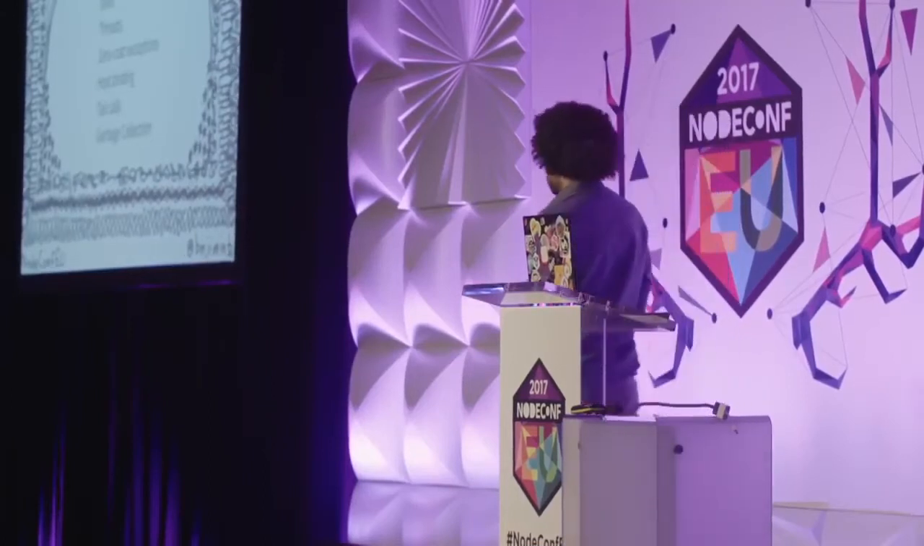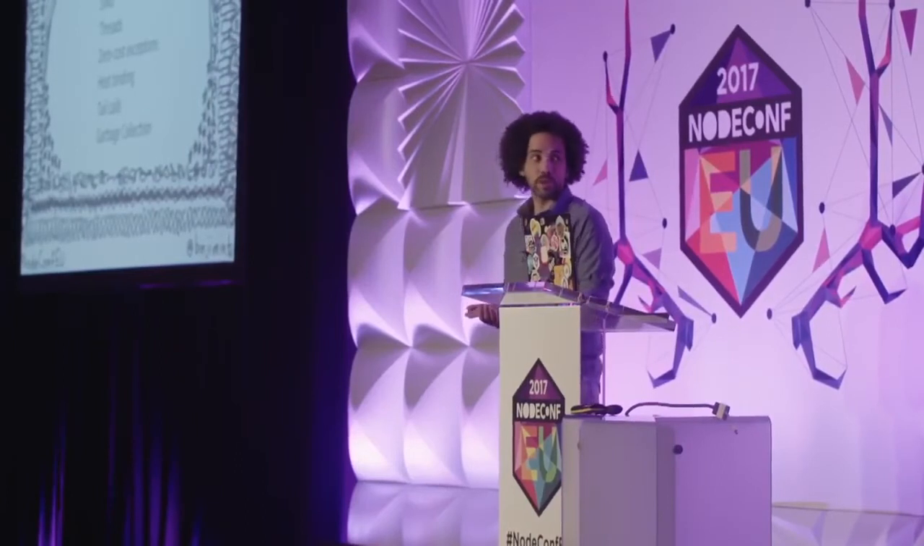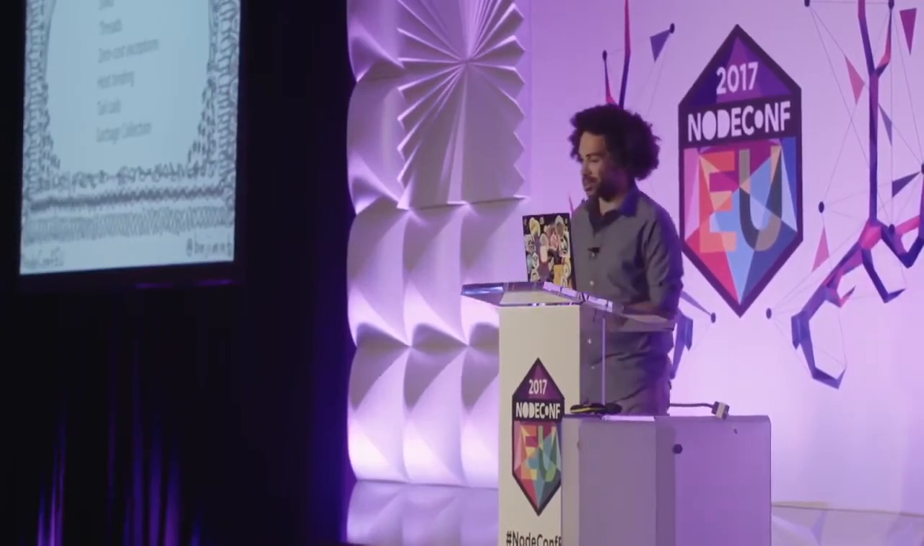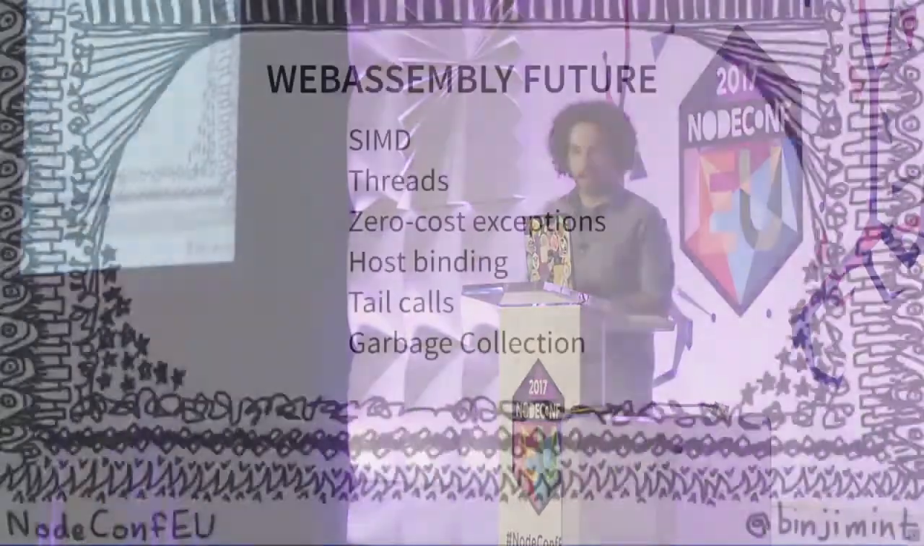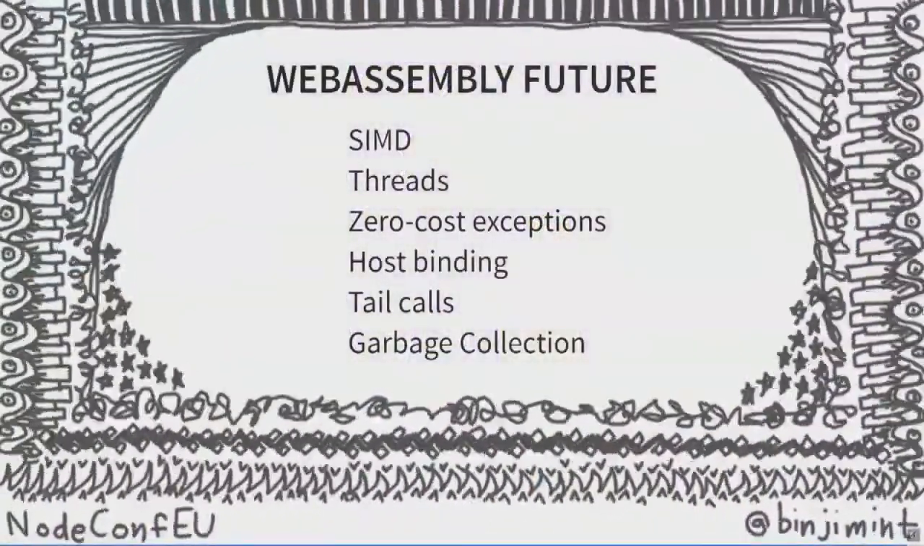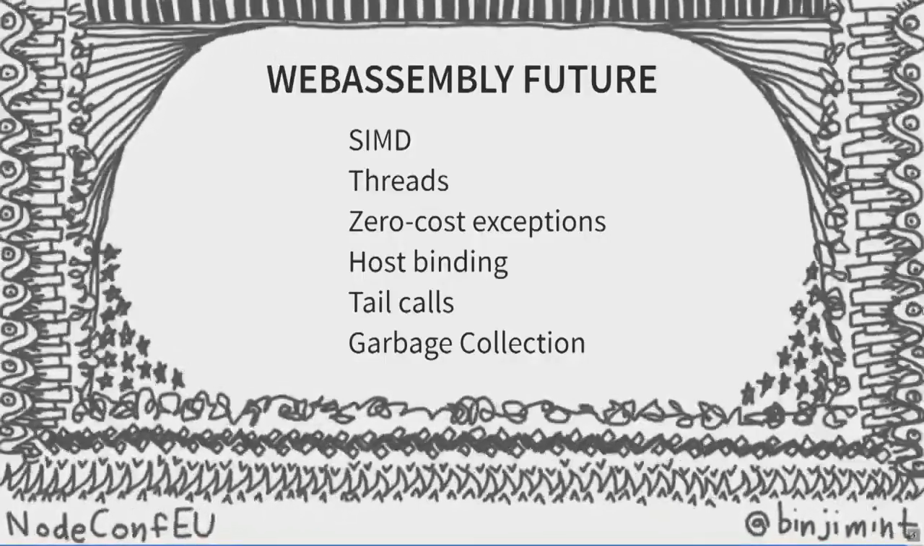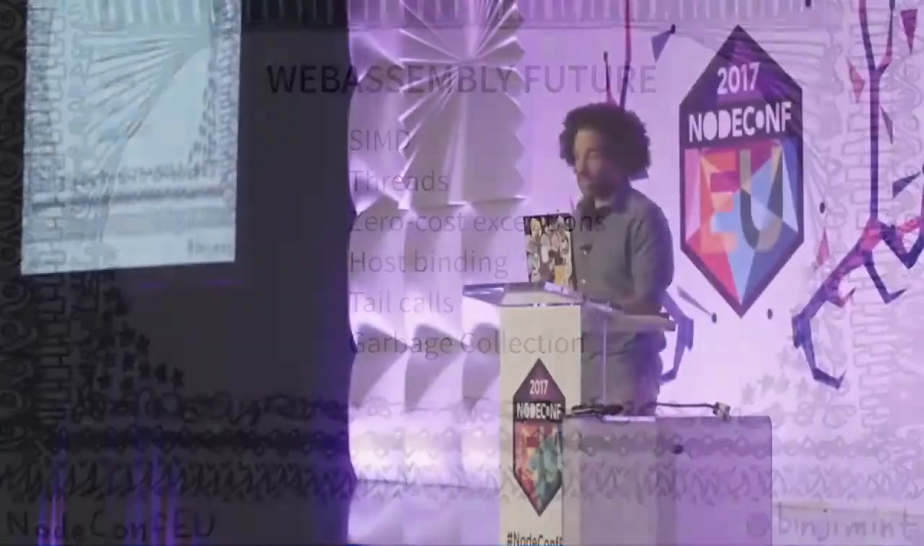So here are some things that we're working on in the CG, the community group for WebAssembly, that I'm super excited about, because I'm actually one of the champions. So SIMD, like I said, to get some additional performance. Threads, which I know some people are very excited about, and some people are like, why are you doing this? But trust me, it's awesome. That's the one I'm the champion for. Zero-cost exceptions to make exception handling really fast.